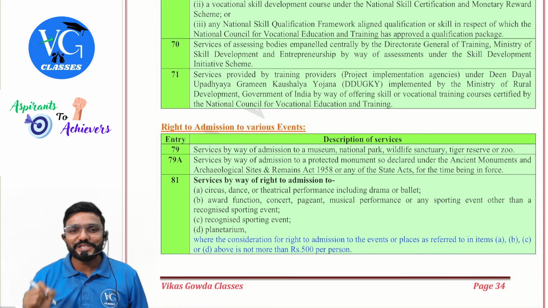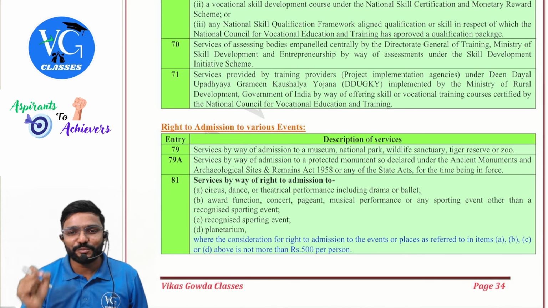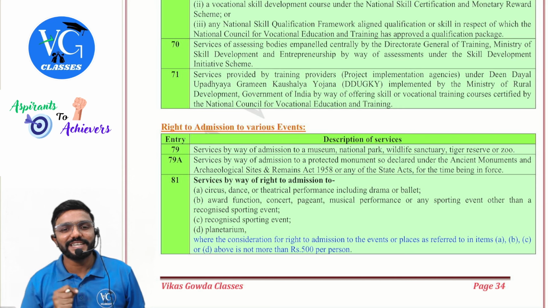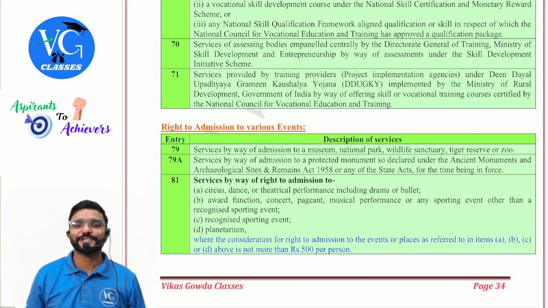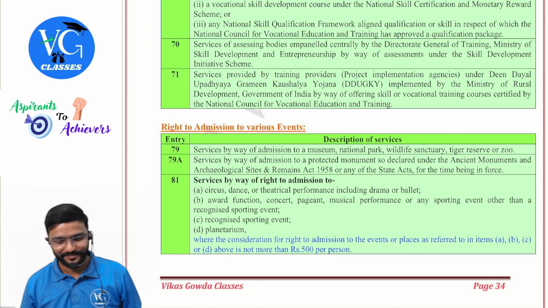79A. Services by way of admission to a protected monument so declared under the Ancient Monuments and Archaeological Sites and Remains Act 1958 or any of the state acts for the time being in force.